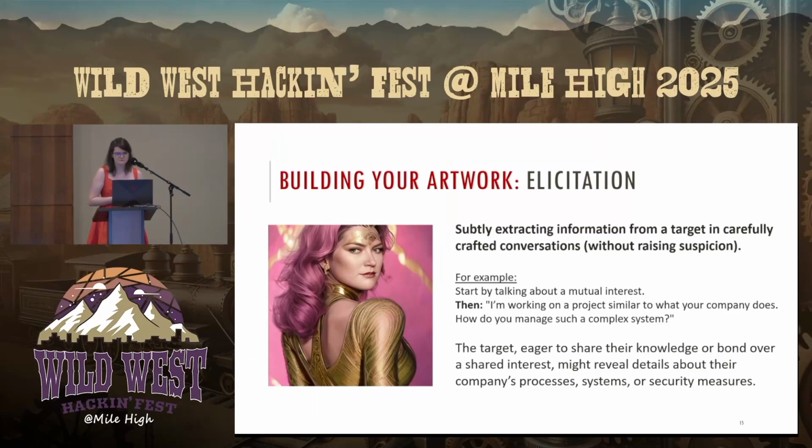And then we have elicitation. That's when you subtly extract information from the target in a carefully crafted conversation. First you start with talking about the mutual interest that you already researched. Then you can go further into that. When you build rapport, and that person likes you and wants to talk with you, then you can ask very specific questions about the place of employment, or the information that you're really after.